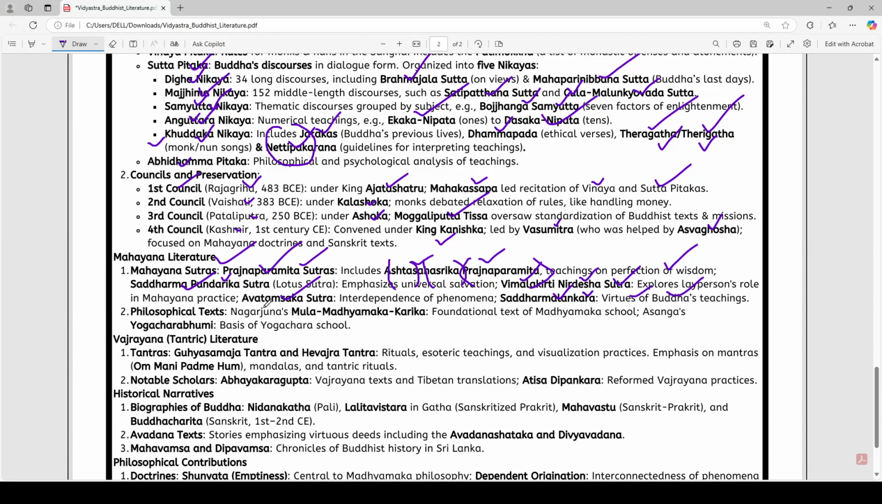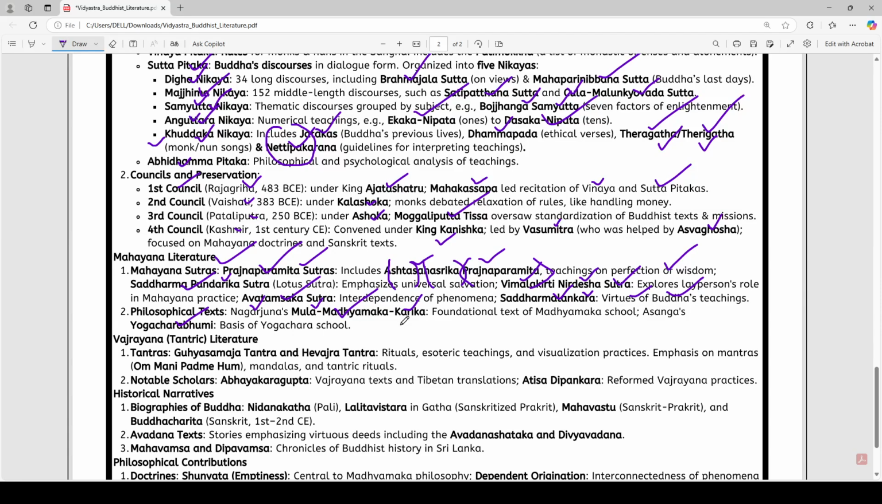Next are the philosophical texts. Mula Madhyamaka Karika and Yogacara Bhumi. Very important. Mula Madhyamaka Karika. Madhyamaka is a school. Whose school? Nagarjuna's. Mula means foundational. Karika, treatise.